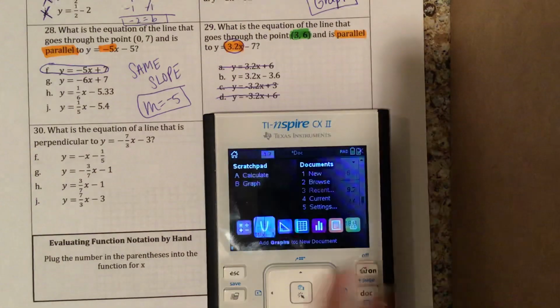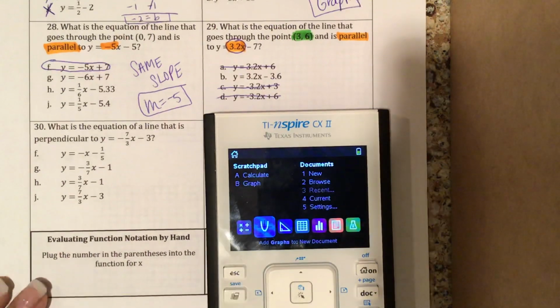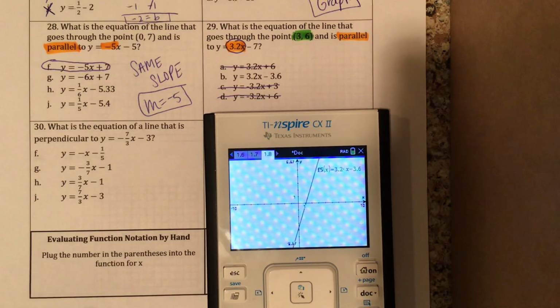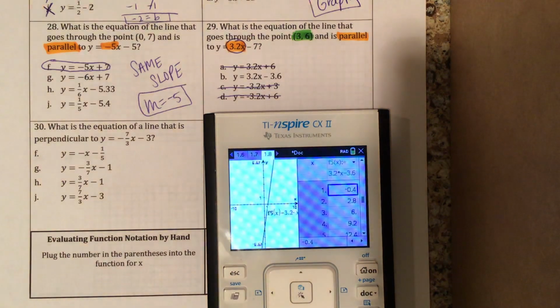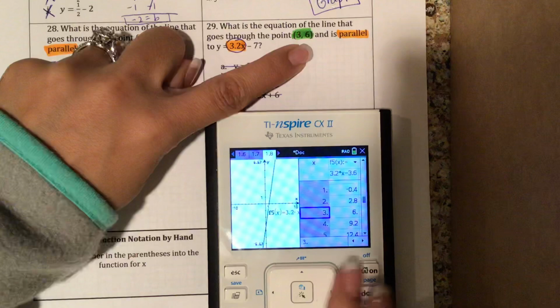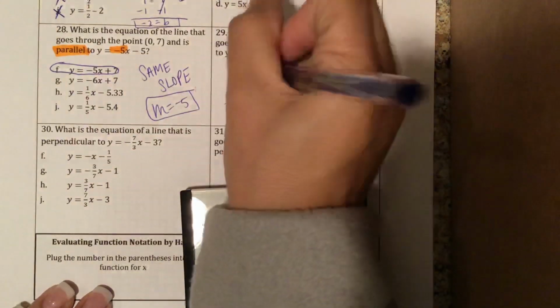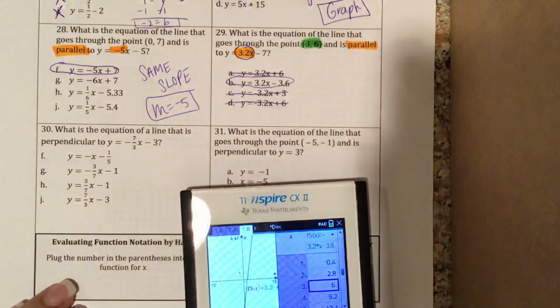So it's probably B, but let's check. On, add a new graph. 3.2x minus 3.6, enter. Control T. Voila. And this one, when the x is 3, the y is 6. That ordered pair lives on my table. So the correct answer is B. Easy.